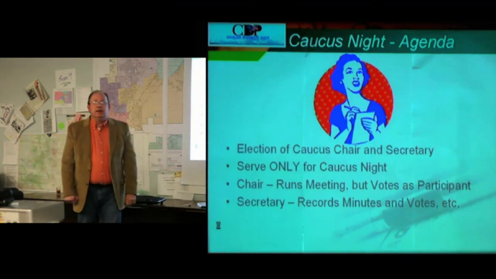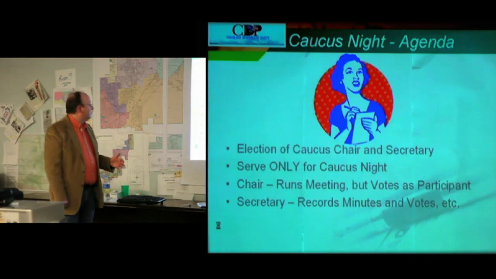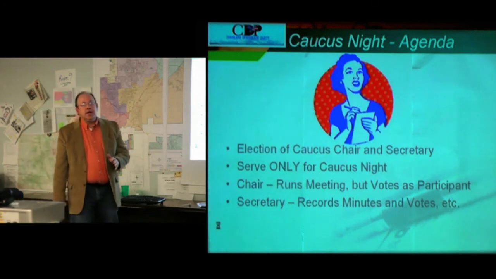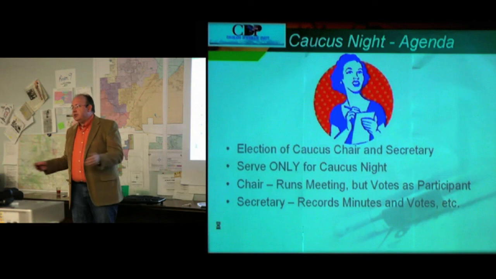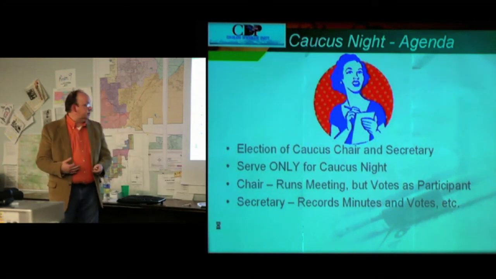The next thing on the agenda is the election of the people who will be your caucus chair and your caucus secretary. These people serve only on caucus night. These are not the precinct chair. This person is not the precinct secretary. They're the caucus chair and the caucus secretary.